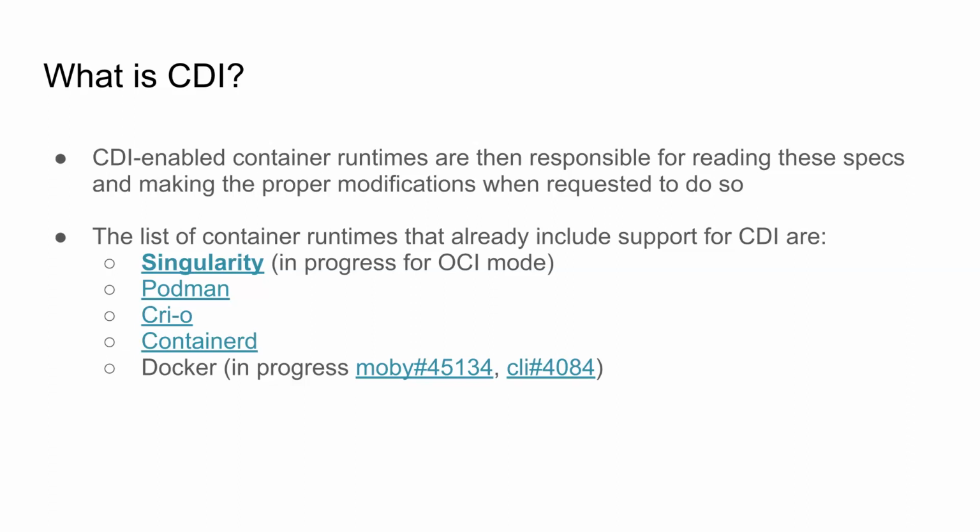CRI-O also has CDI support on by default in CRI-O 1.24, I believe, 1.25 and 1.26. And containerd just released CDI support in 1.7. It does require a feature flag to be enabled, but it is included out of the box. Specifically, CRI-O and containerd are important for us from a Kubernetes perspective, since these are the runtimes used in Kubernetes installations. So we're building better support for devices in Kubernetes using something called dynamic resource allocation, and the CRI-O and containerd support for CDI are central to that.